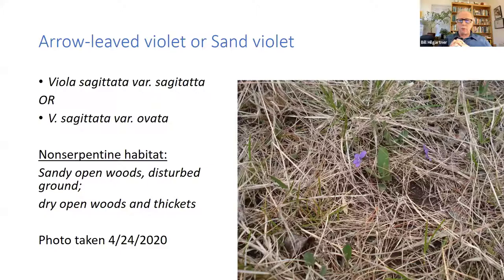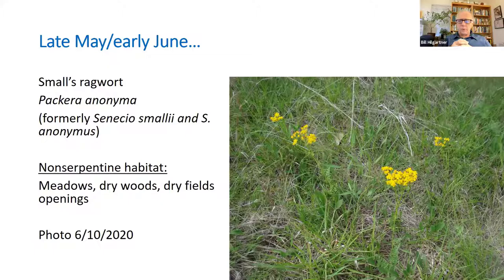By late May, early June, we see a lot of yellow in this patch, and most of that is from Small's ragwort, Packera anonyma, which is undergoing a number of name changes too. It used to be Senecio smallii and Senecio anonymus. Its non-serpentine habitat is meadows, dry woods, dry fields, and openings. I haven't personally identified it off of the serpentine in my own travels, but evidently it can occur in a wide variety of open, dry habitats.